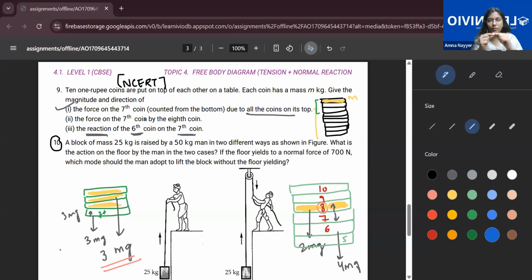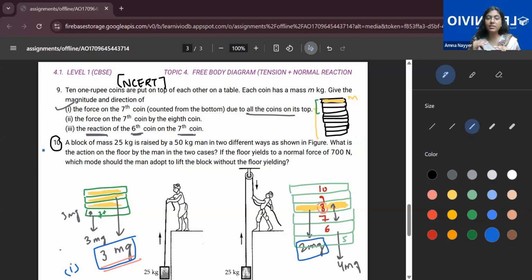So see, for the first part, force on the seventh coin. Seventh coin means third from the top. So 3 coins are exerting pressure force on the seventh one. So the answer is 3 mg for the first one. For the force on the seventh coin just by the eighth coin, the eighth will give a reaction force, whatever force it is gaining, which is 2 mg. So this will also be 2 mg here.